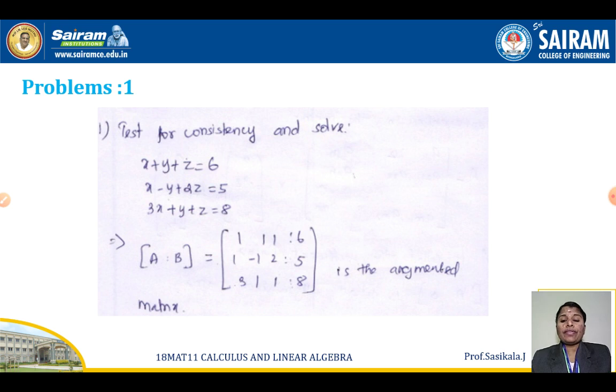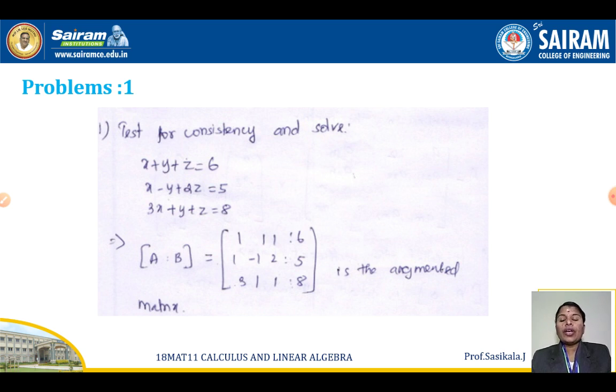Instead of the normal solving method, here we are going to choose the matrix format. First, we have to test the consistency, whether solutions will occur or not. Then we can go ahead and see whether it is infinitely many solutions or a unique solution. For that, first we need to verify that the rank of A must be equal to the rank of the augmented matrix.